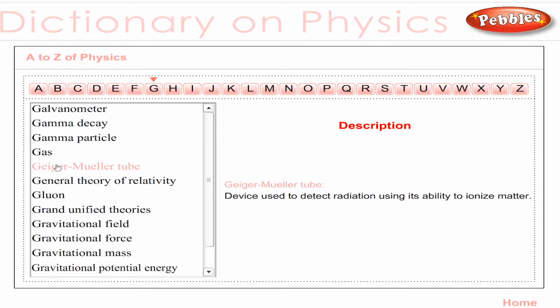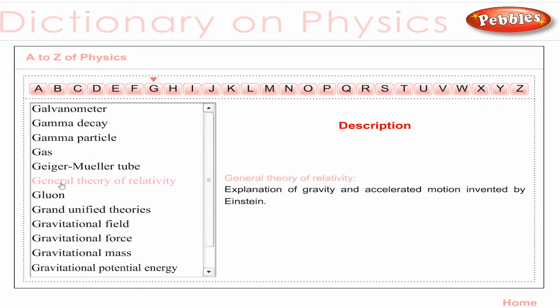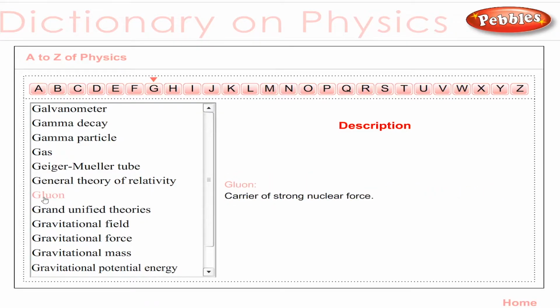Geiger-Muller tube. Device used to detect radiation using its ability to ionize matter. General theory of relativity. Explanation of gravity and accelerated motion invented by Einstein. Gluon. Carrier of strong nuclear force.